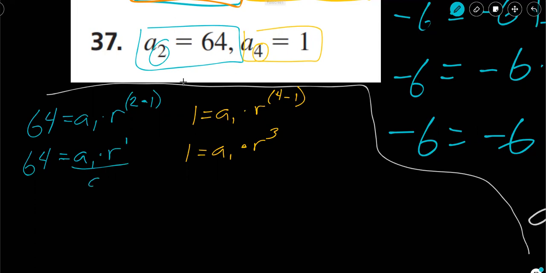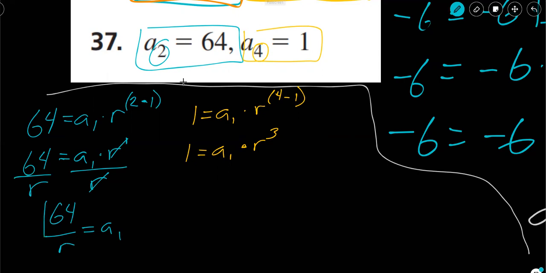Oh, I'm sorry, I'm going to solve it for A1. Apologies. To solve it for A1, I'm going to divide both sides of the equation by R. So 64 divided by R is equal to A1. This doesn't give us the value for A1, but it tells us the worth of A1 in terms of R. If I knew what R was, I could figure out A1. Or if I knew what A1 was, I could figure out R. But I don't know either.